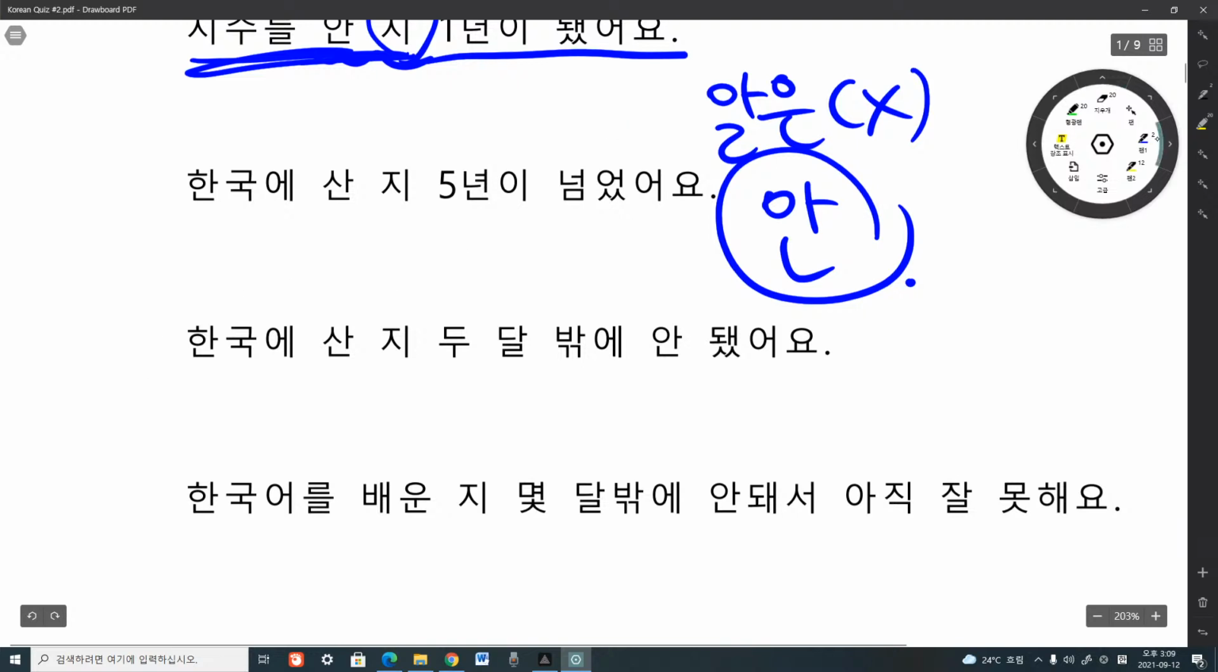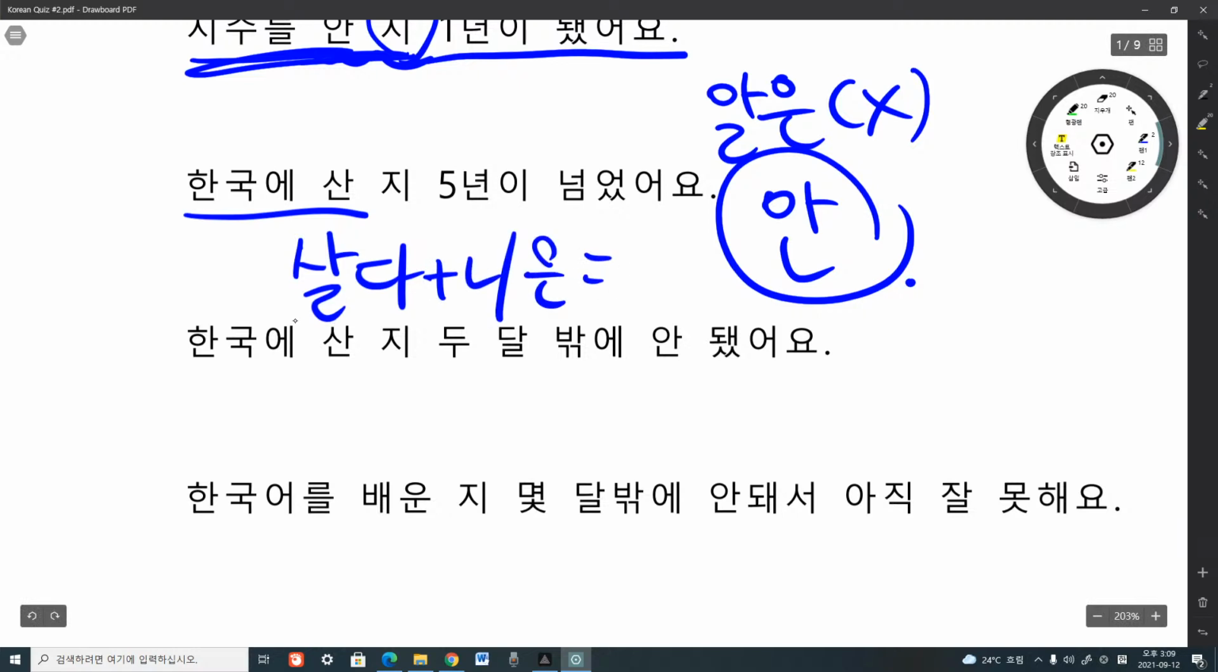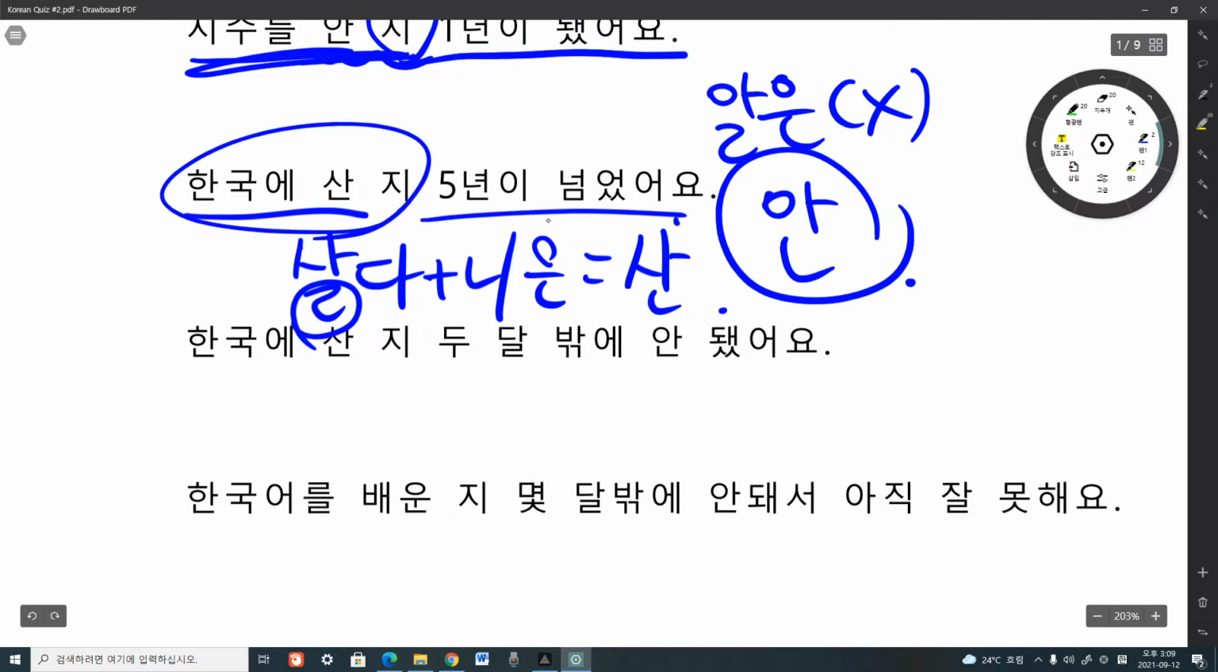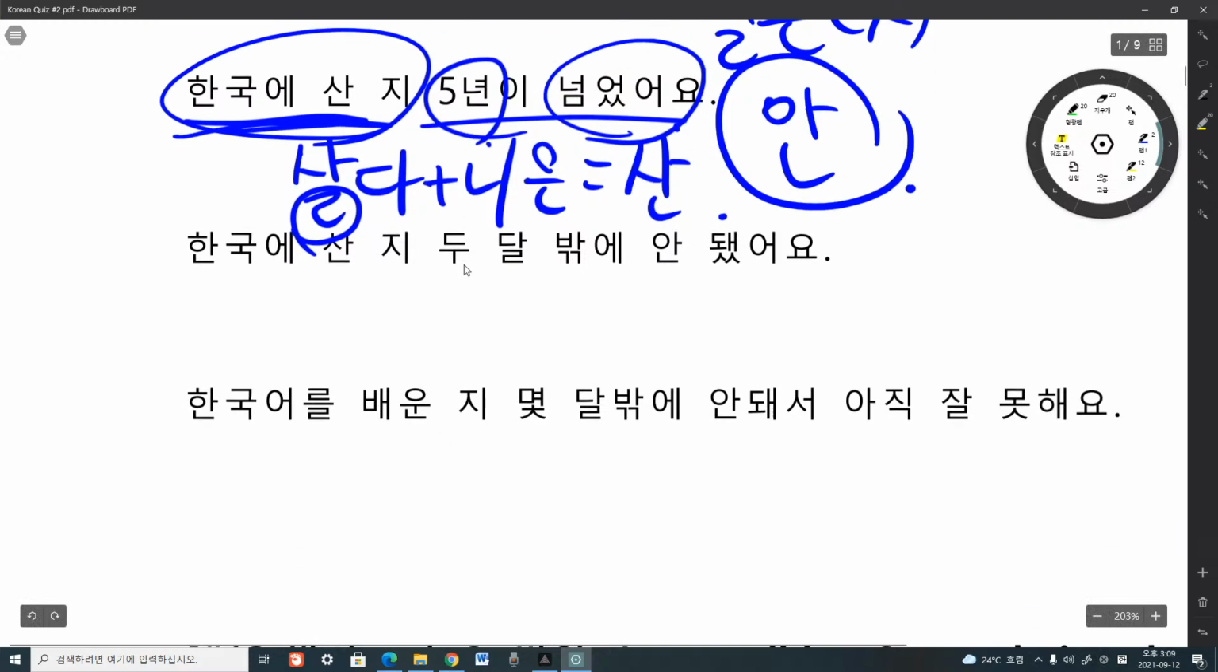And 한국에 산지 5년이 넘었어요. 한국에 살다, to live, right? And then this is also a 리을 ending verb, so it becomes 산. 한국에 산지 5년이 넘었어요. It's been over 5 years since I lived in Korea. 한국에 산지 5년이 넘었어요. If that's the case, your Korean might be really good.